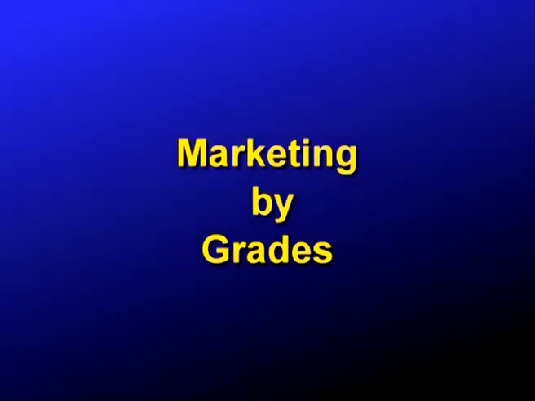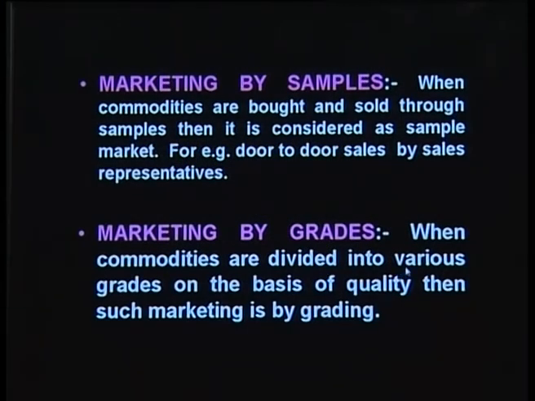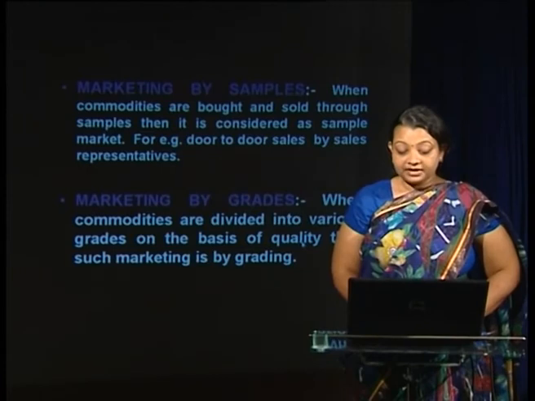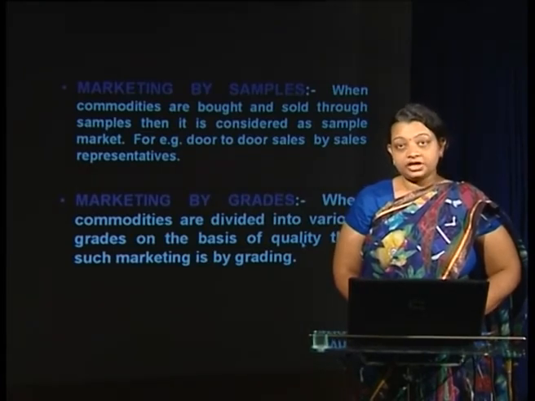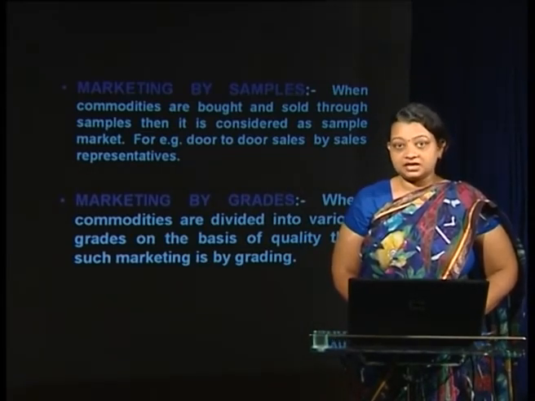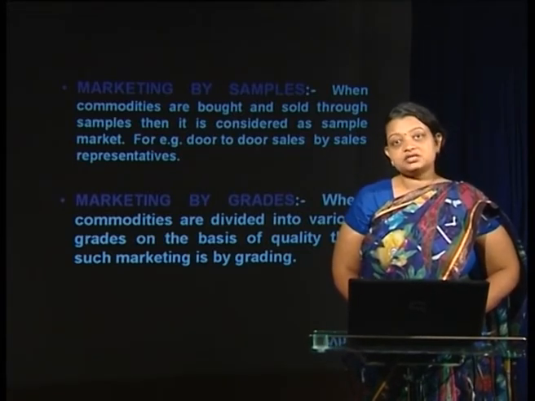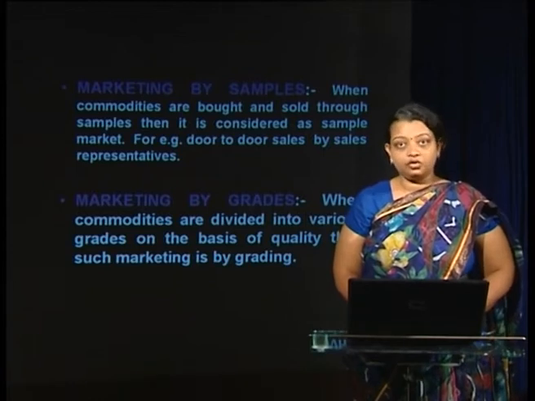Marketing by grades. When commodities are divided into various grades on the basis of quality, then such marketing is by grading. When we talk about quality, it means that suppliers distribute the commodities on the basis of quality. The high quality products are of higher prices, whereas the low quality products are of low prices.